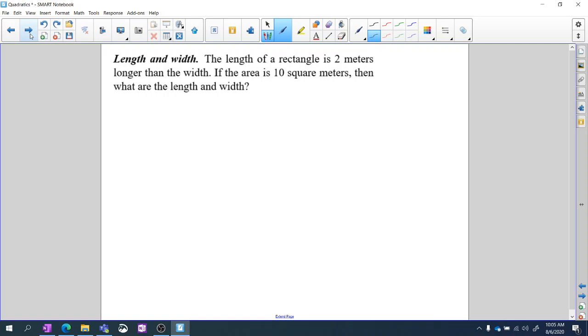Let's have a look at this one. Talking about a rectangle, it says the length of a rectangle is 2 meters longer than the width. The area is 10 square meters. What are the length and the width? Now, this one's pretty straightforward. I like drawing a diagram for these type of questions. So they say the length is 2 more than the width. It's the width plus 2. This is the width. The area is 10. Well, area is length times width. So W multiplied by W plus 2 has to give me 10.